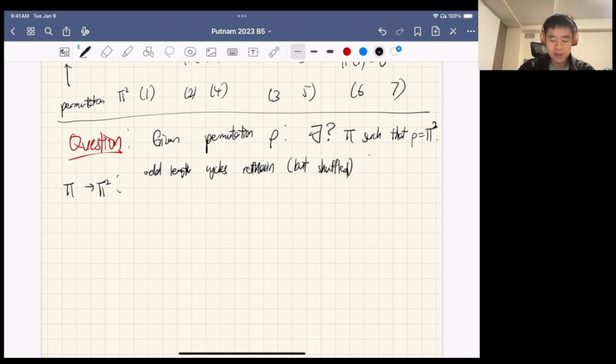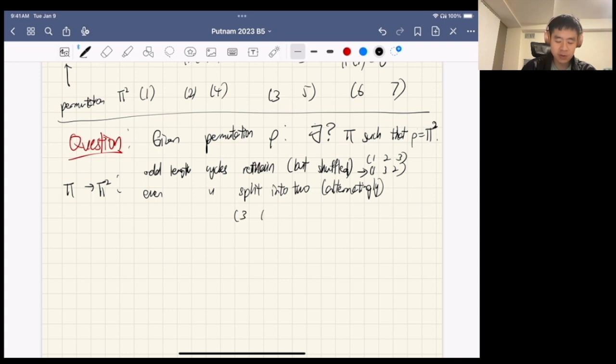So let's say you have 1, 2, 3, it will become 1, 3, and 2. Whereas even length cycles got split into 2 in an alternating fashion. So meaning that let's say we have 3, 6, 5, 7, it becomes 3 and 5, the odd index will go to one set, whereas the other one will go to the other.